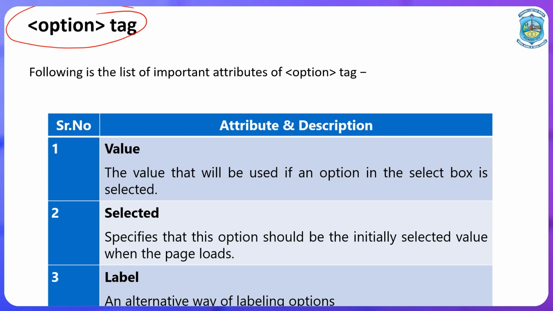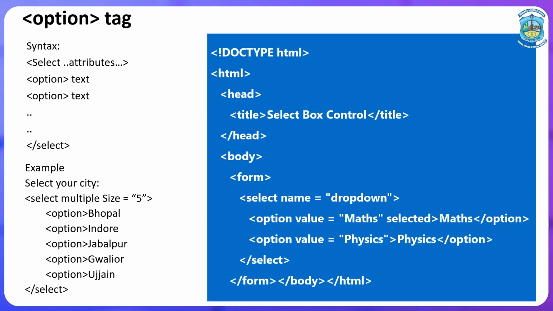And the option tag has the following attributes: value, selected and label. The value is what will be used if an option in the select box is selected, and selected specifies that this option should be the initially selected value when the page loads, and label is an alternative way of labeling options. Now, you can see the example for option tag and select.